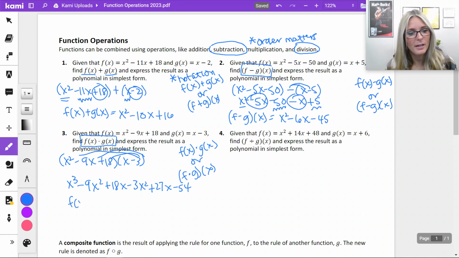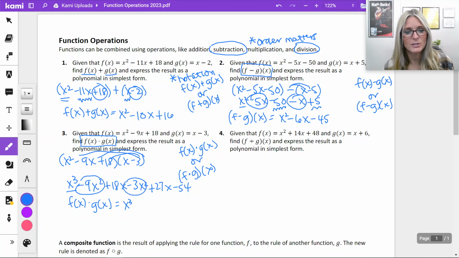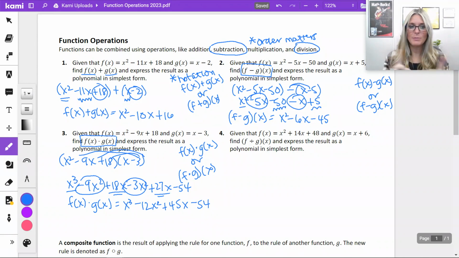Final answer, f of x times g of x equals. We just have the x cubed term, one of them. We've got negative 9x squared minus 3x squared gives me negative 12x squared. 18x plus 27x is 45x. And then just a negative 54. I'm going to uncircle that because I don't want somebody to think that it was combining with those x squareds. So there's our final answer, multiplying f and g together, x cubed minus 12x squared plus 45x minus 54.